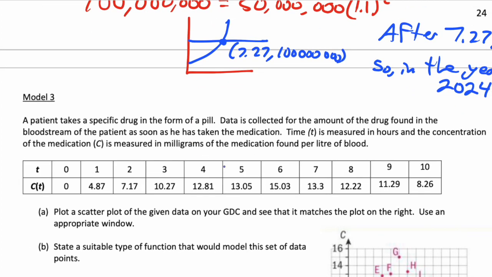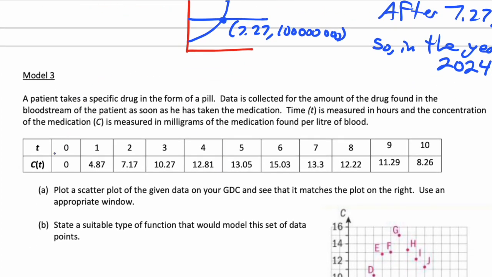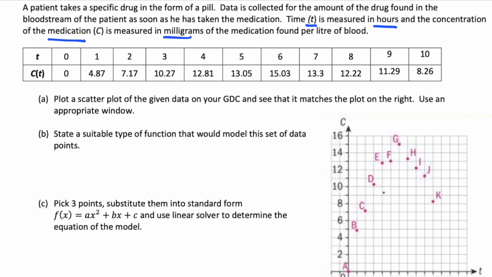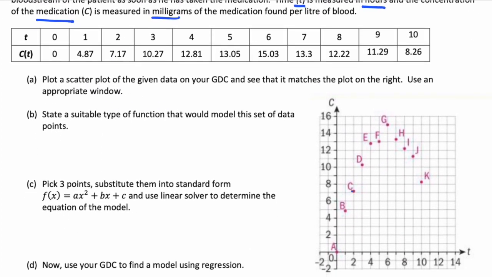Okay, next we've got C, the concentration of a medication over time measured in hours. All right, so we have a bunch of points. You can see the graph here. The scatter plot's already done right here. What's the best model for that?